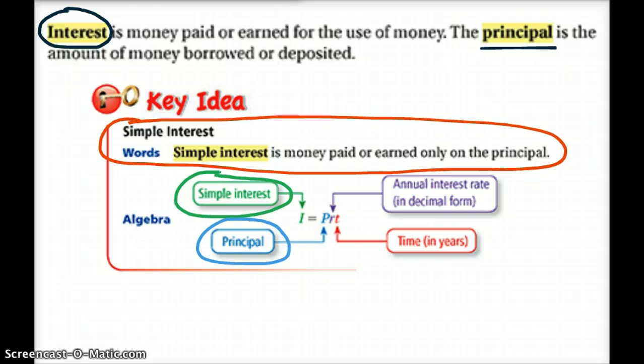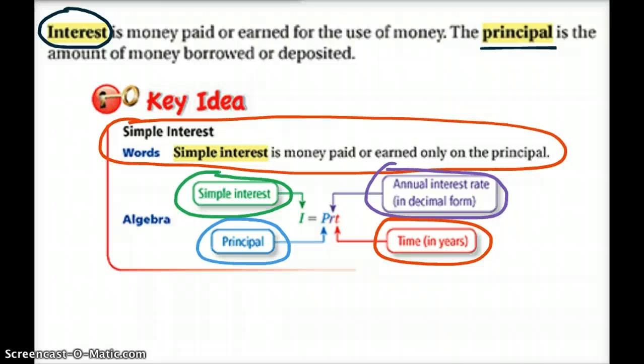R stands for the annual interest rate. When you plug your interest rate in, you're going to have to change it to a decimal. They're going to give it to you as a percent, and you change it to a decimal. And finally T, which is your time in years. It's very important that you plug it in as years. If you get a problem where they give it to you as months, you're going to have to convert months to years. So don't forget to convert months to years, and the interest rate will be given as a percent that you have to change to a decimal.